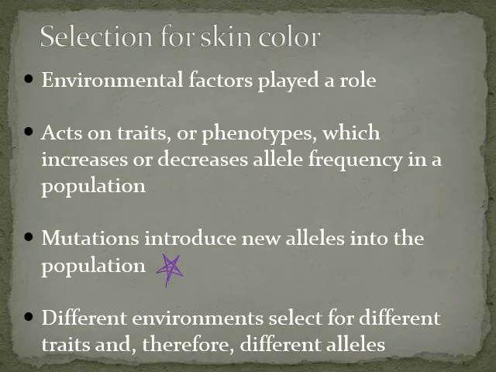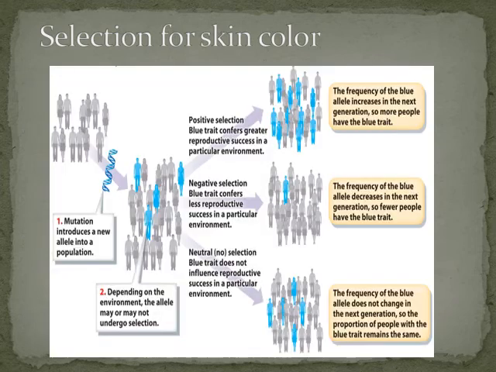Right? So if you had a darker and a lighter skinned person in Norway, the lighter skinned person would probably do better, be more successful at reproduction, et cetera, pass on more of their genes and increase that allele frequency, whereas the darker skinned person would probably not do as well. They wouldn't necessarily go extinct or not be there anymore, but they would have less of them, so they would decrease that allele frequency. And again, these different environments just select for different traits and therefore different alleles.